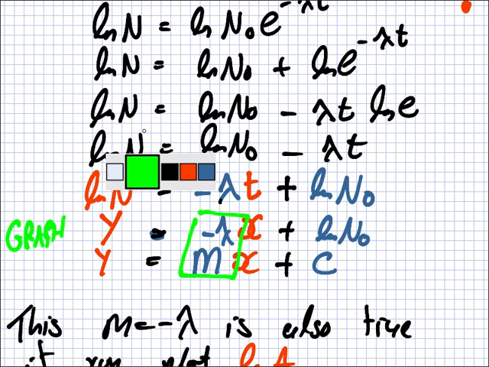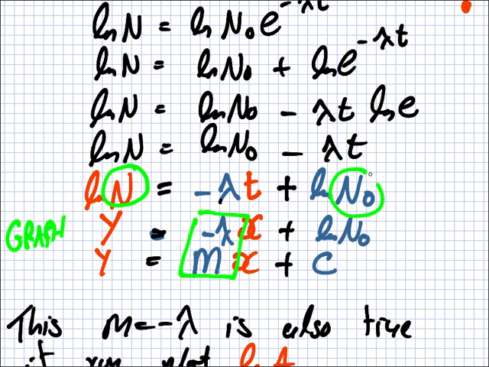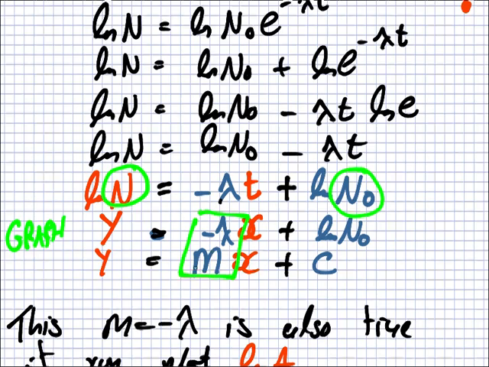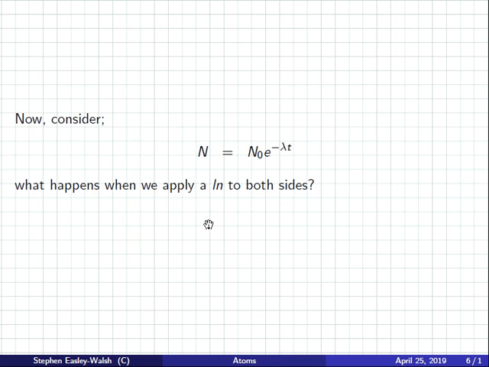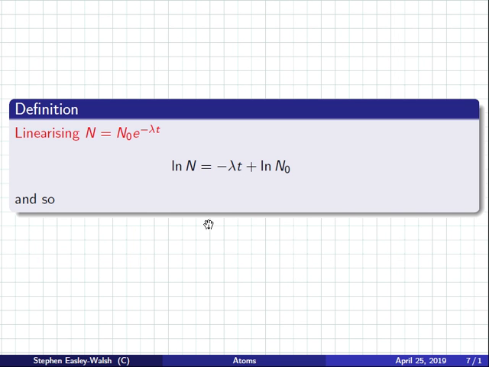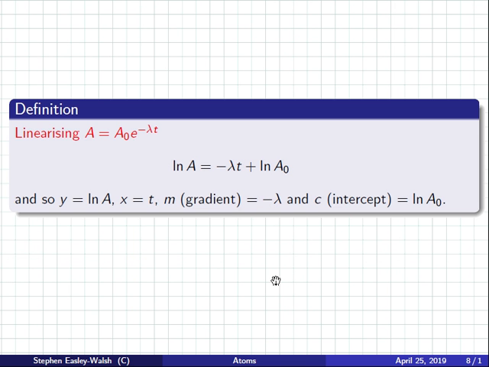Because the only difference is here and here. So the lambda is still minus m. It doesn't matter if it's log a. Is that okay? So if we linearize, then we get the result I just proved. m equals minus lambda. And it's also true for a. Okay, are we happy with that?